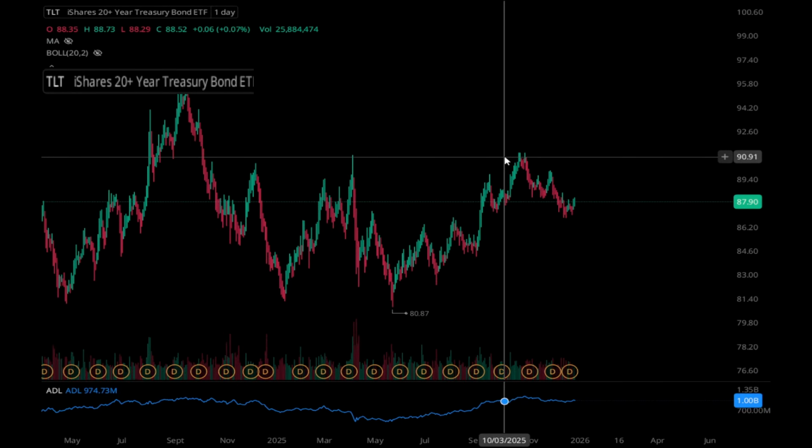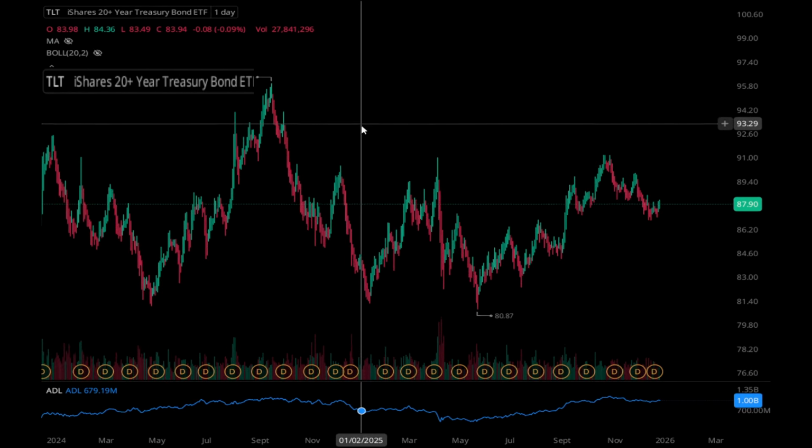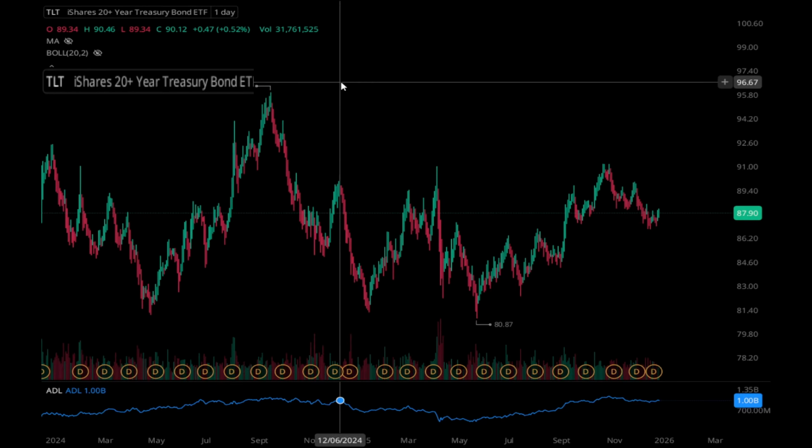I know many people have been beating on TLT for a while and saying that everyone in here is a bag holder and everything.